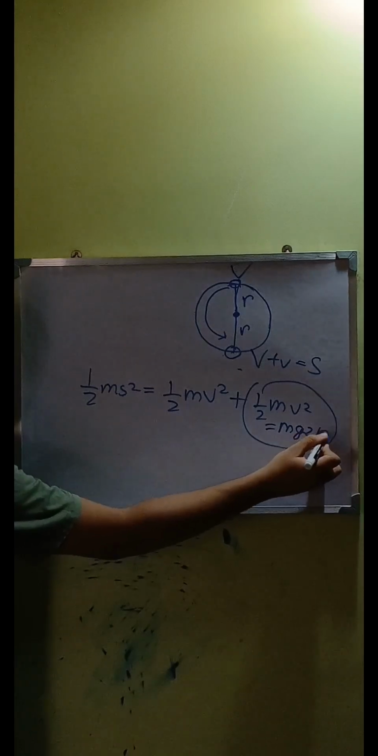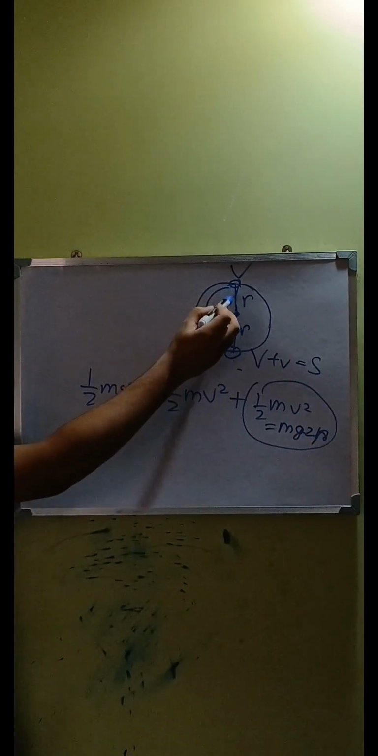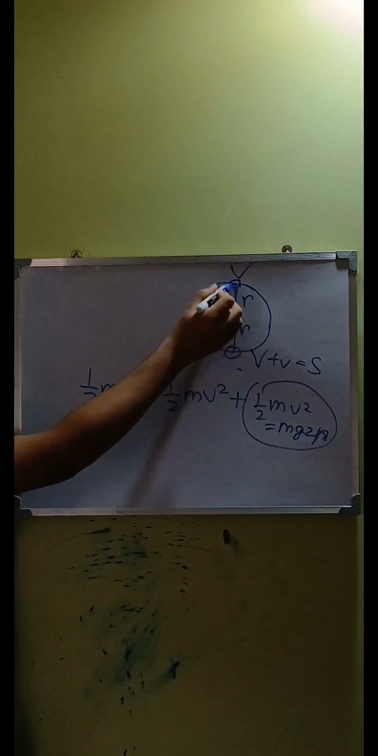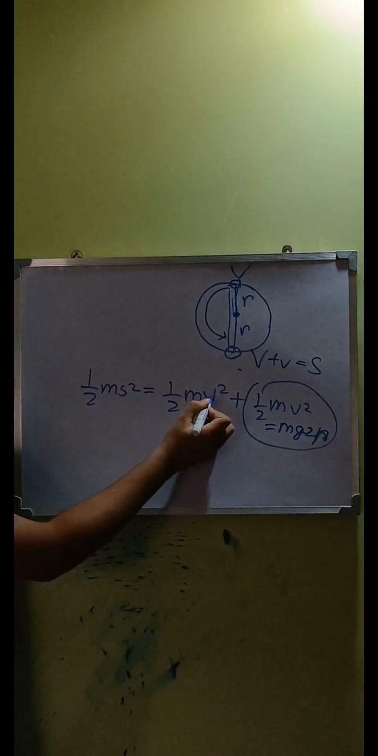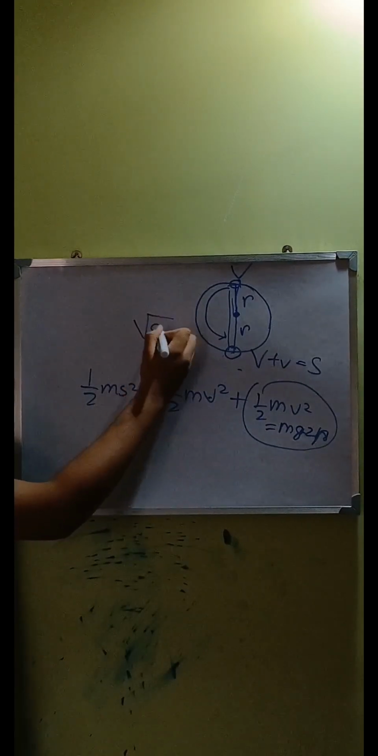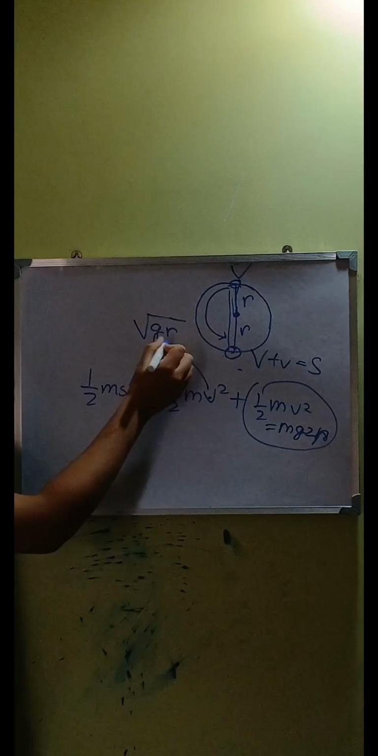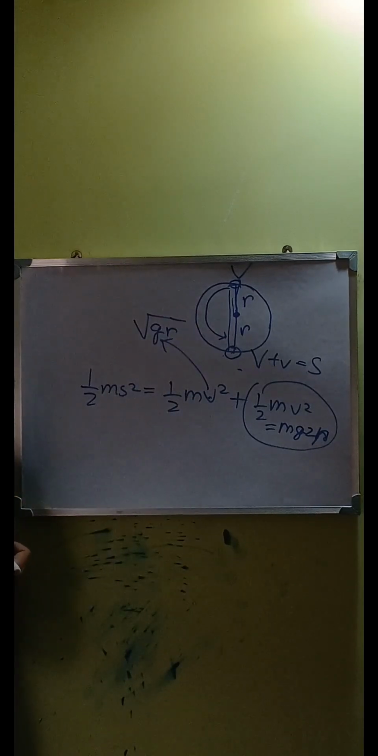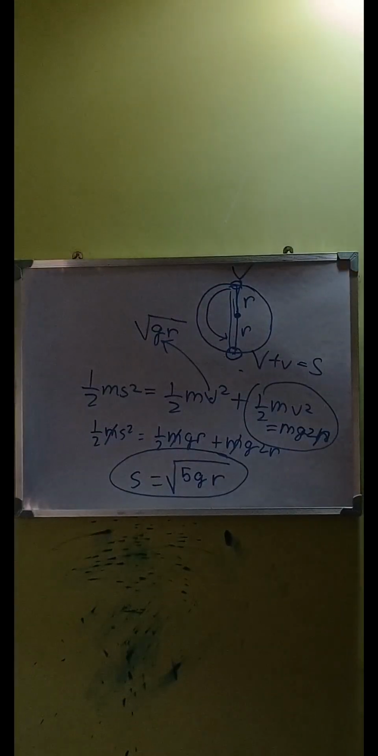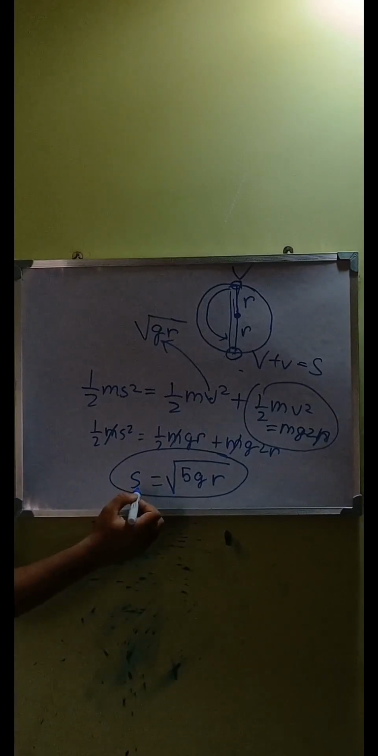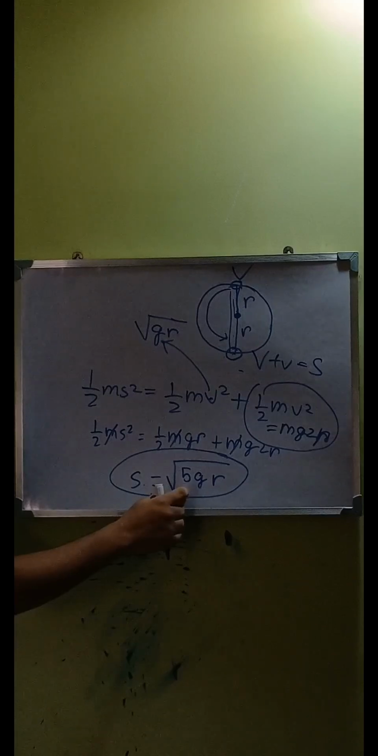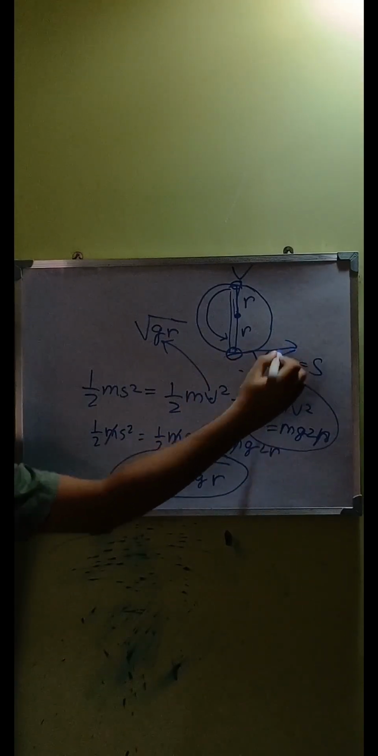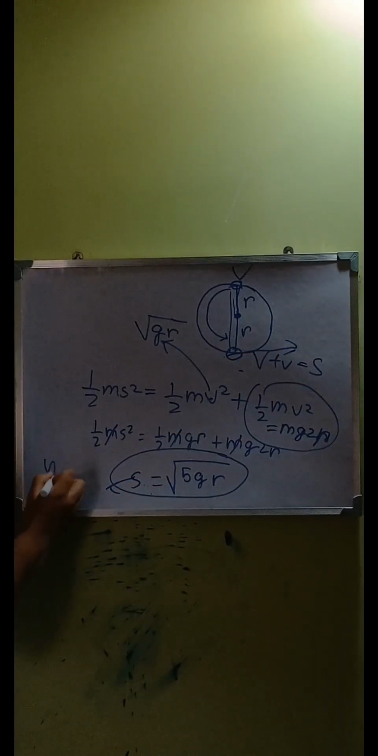Now, why is it 2r? The reason is that the lost height is actually the diameter of the circular path, so it's 2r. Now we can replace the value of this v with root over g into r, as I have proved. After all those calculations, s comes out to be root over 5gr, and this is the minimum velocity required at this point to complete a loop.